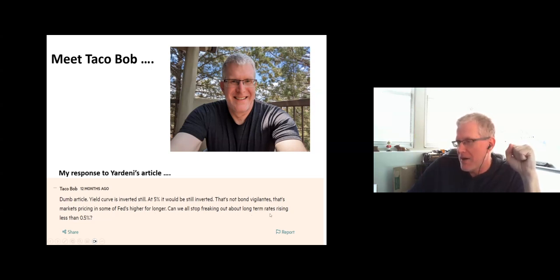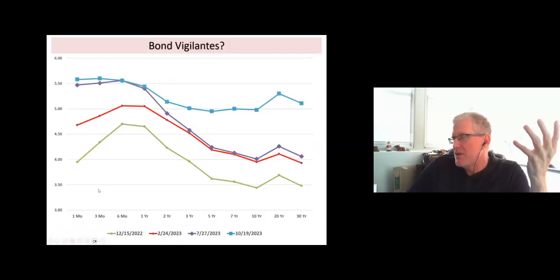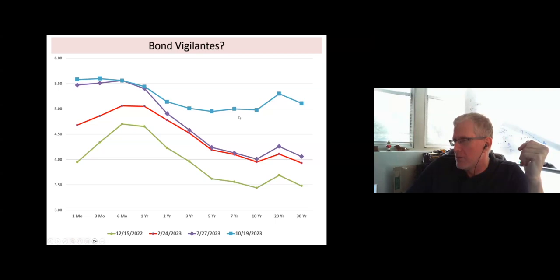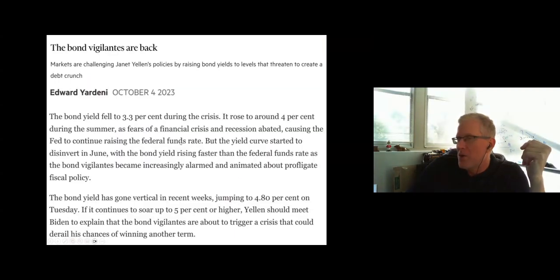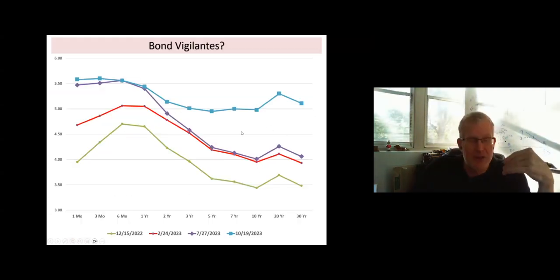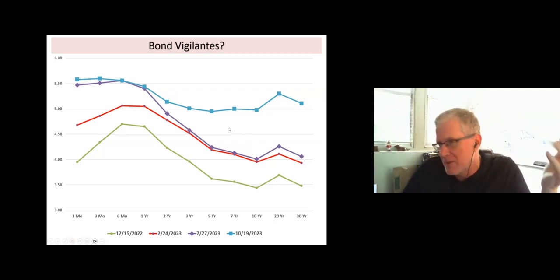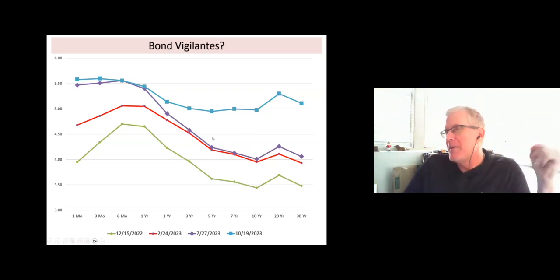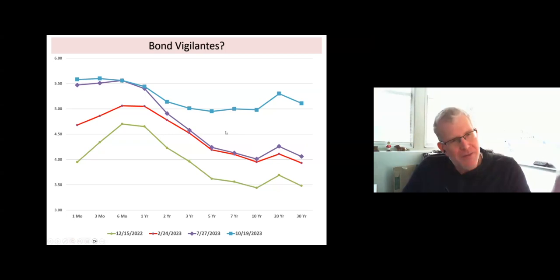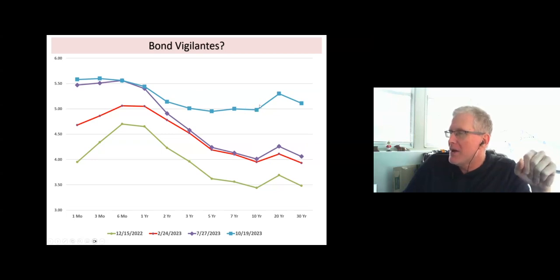Can we all stop freaking out about long-term rates rising less than 0.5%? That's how much they had risen, right? By then, I mean, by October 19th, they rose a full percentage point. So two more weeks, they rose another half a percentage point, which is what Yardeni was warning against. He said that was going to be awful, et cetera, et cetera. But my point was, if you're a bond vigilante, meaning if you're rejecting government debt because you're thinking the deficit's too high, why on earth are you allowing them to issue a 10-year at 5 when the 3 month is 5.5?